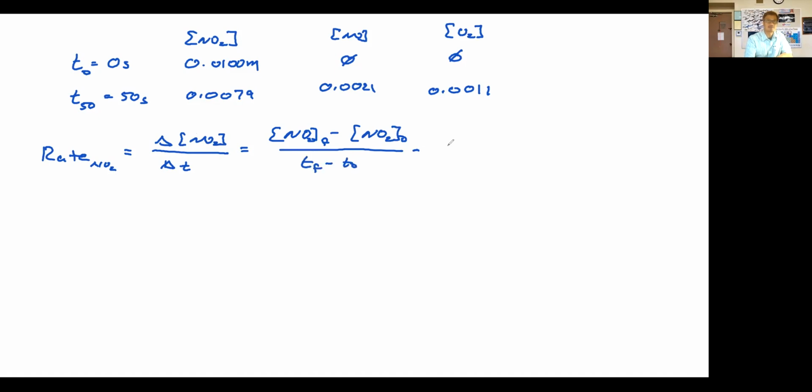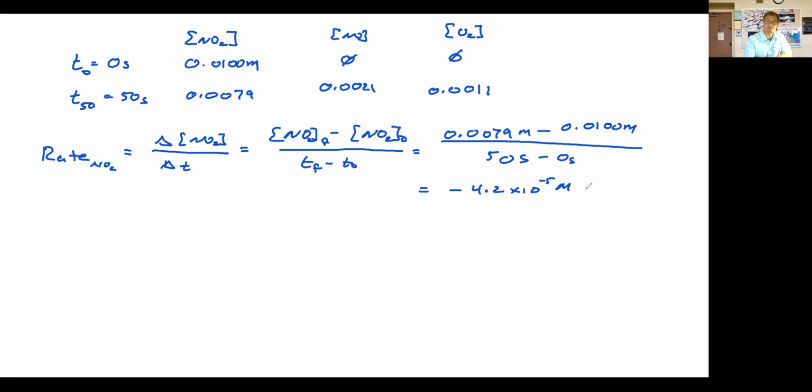Let's plug that in. The final concentration of nitrogen dioxide is 0.0079 molar, minus the initial concentration of 0.0100 molar, all over the time interval of T final, which is 50 seconds, minus 0 seconds. I get a value of negative 4.2 times 10 to the negative 5, and the units here are molar per second.